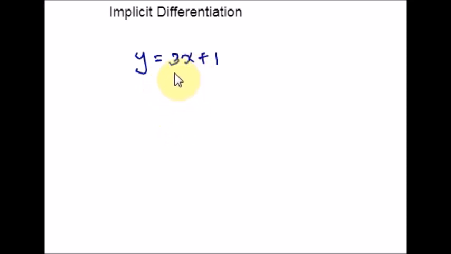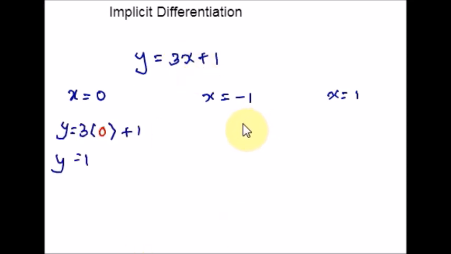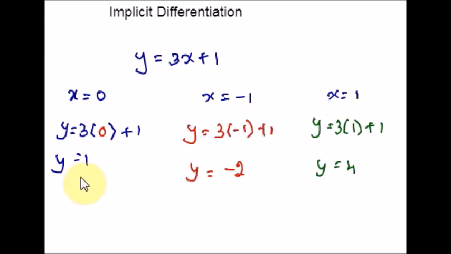Am I right? For example, let me take some values for x. Let me assume some random values. x is equal to 0, x is equal to -1, x is equal to +1. Let us find the corresponding y value when x is equal to 0. If you substitute x by 0, you'll be getting y equal to 1. Am I right? Same way, you can also find the values of y for x is equal to -1 and x is equal to 1. Therefore, our points on the graph would be (0, 1), (-1, -2), (1, 4).